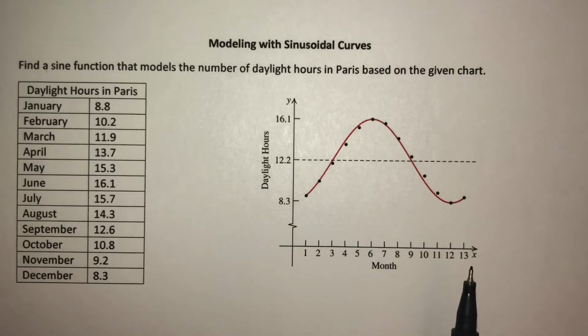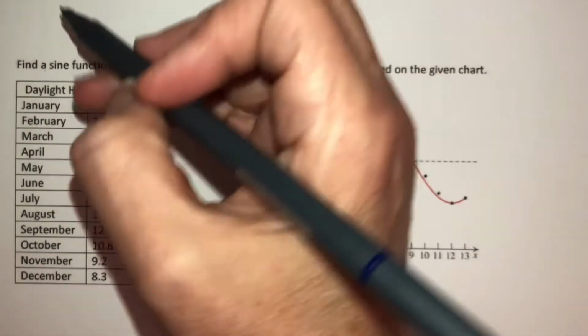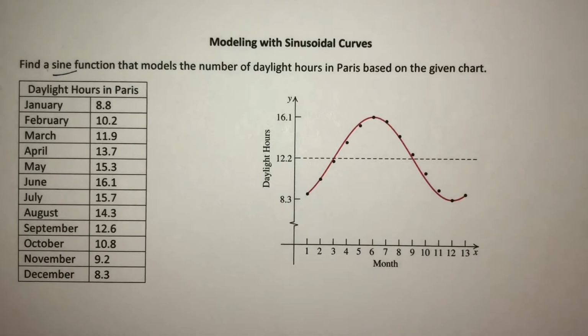This is part 7 of section 4.4, modeling with sinusoidal curves. So we're going to find a sine function that models the number of daylight hours in Paris. Now, modeling means we're not going to have a perfect function for this. We just want to find something that's the best fit, the kind of thing where we can make estimates and projections based on the data we have.